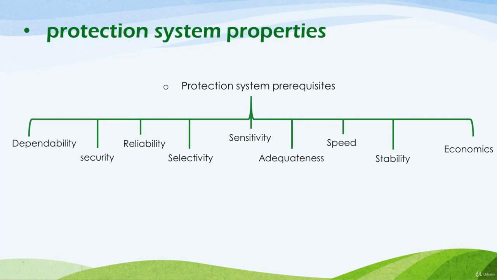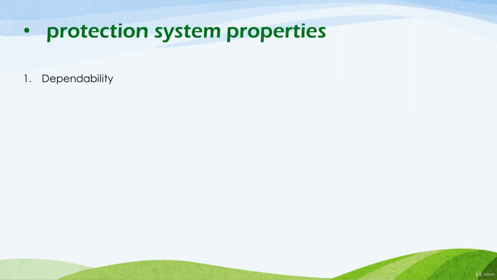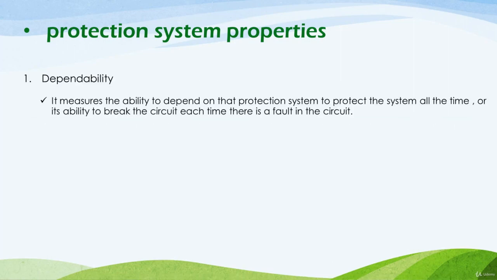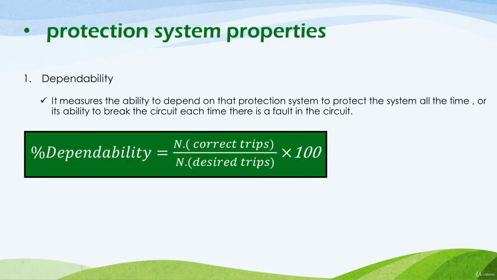And let's start now with the dependability. Here the dependability is the ability of the protection system to break the circuit in case there is a fault in the system. Or, at all times there is a fault, the measure of the number of times the system can break the fault is the dependability of the protection system. And for that, it's a percentage that has this formula.